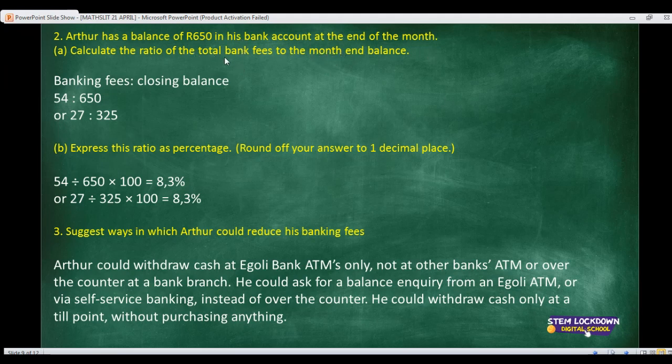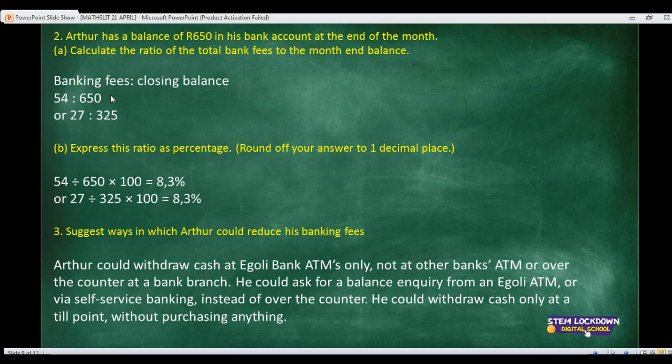So ratio, the first information here we are told is total bank fees to the month-end balance. That's why here you'd have banking fees to the closing balance. So it would be the 54 rands to the 650. It is very important that you write it in the order you are given them in. So you are first told about bank fees to month-end balance. So on your left, it's the bank fees, and then on your right, it's the closing balance. So please do not mix them around because you would lose a mark for that.